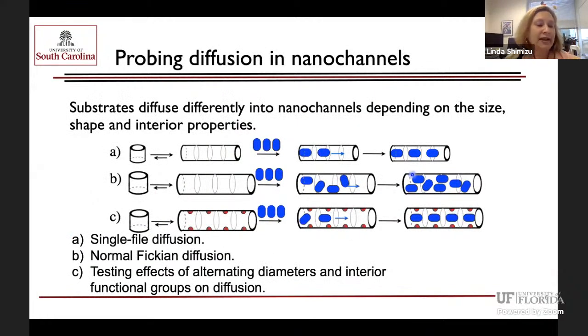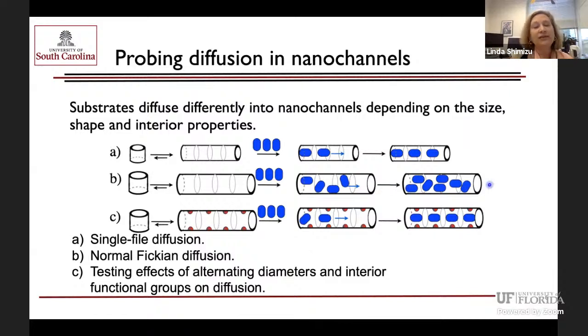So let's take a look at some examples of probing diffusion within nanochannels. Substrates can diffuse into a nanochannel depending on how large that channel is versus the size of the particle that's going in. If the particle is similar in size to the channel itself, then you're expecting it can only go through one by one. This is called single file diffusion. But if the channel is large compared to the size of your substrate, then as it diffuses through, the materials can pass each other as they go through. So this is called normal diffusion.